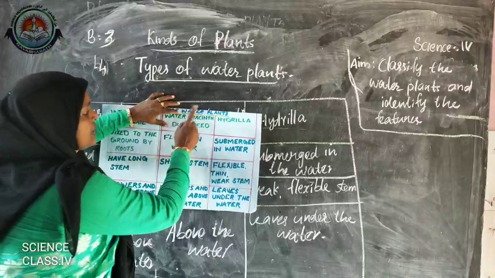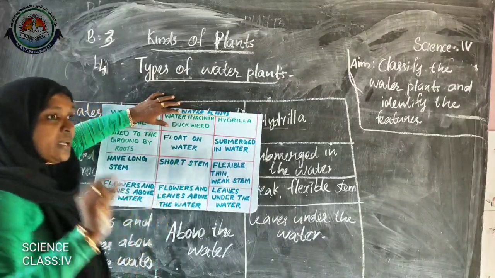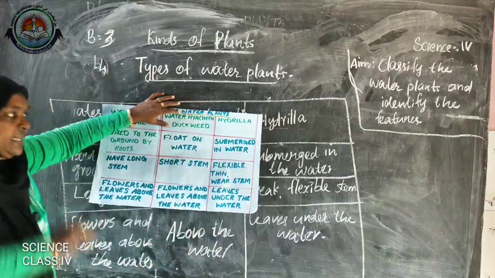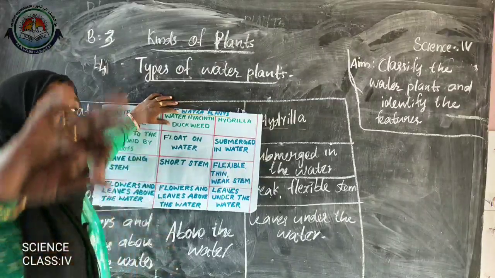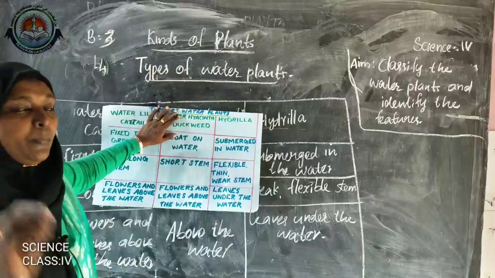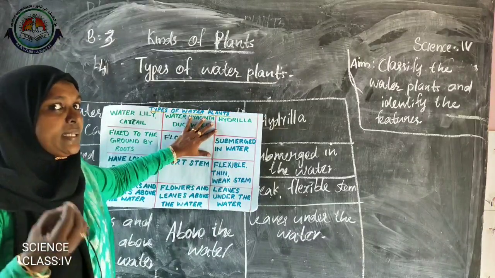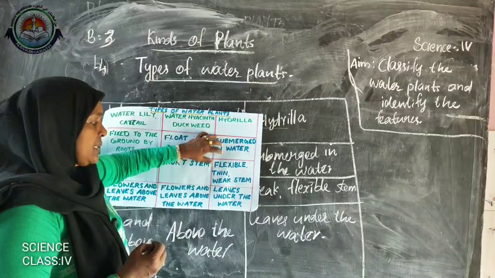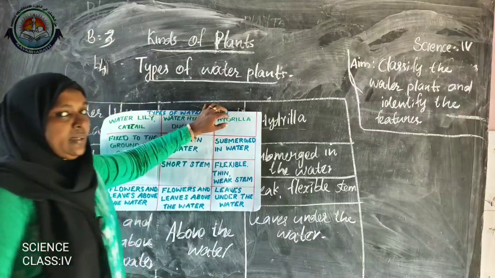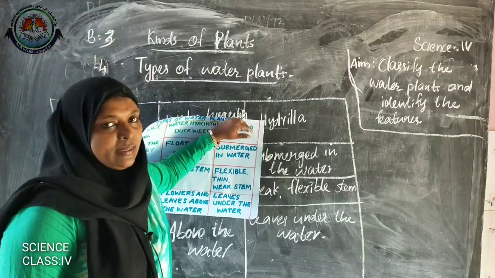Then water hyacinth and duckweed, they float on water. Their stems are short. The flowers and leaves are above the water. They float on water all the time. So these plants are called floating water plants. Then hydrilla. Hydrilla is under the water, that is, submerged in water. Their stems are flexible, thin and weak. Their leaves are under the water. This type of plants is called underwater plants or submerged plants.